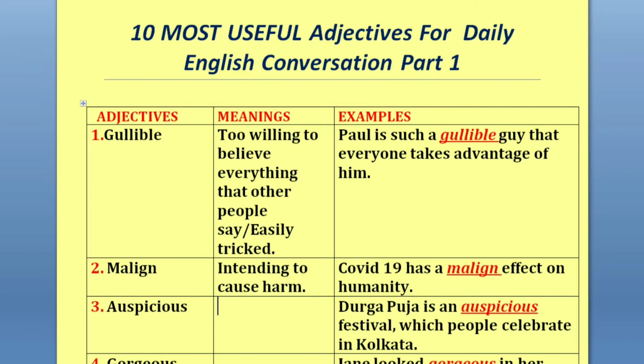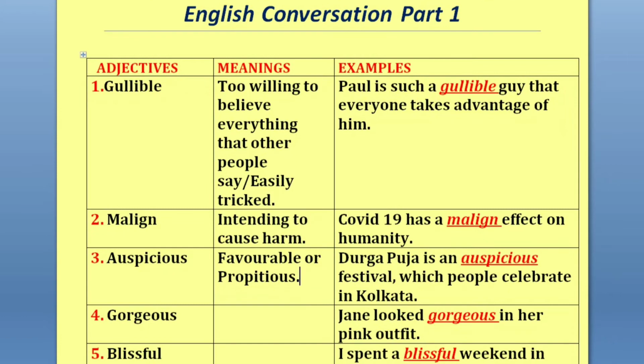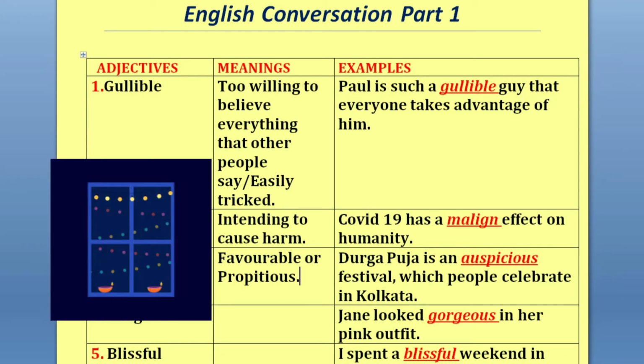So let us turn our attention towards the third important adjective for today, that is auspicious. So let me pronounce it once again. It is auspicious. So the meaning of this is quite important. Let me type the meaning also. The third adjective for today is auspicious, means favorable or propitious, right? Something favorable or propitious, that means suggesting a positive future, right? It's called auspicious.